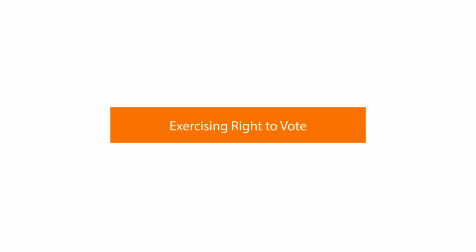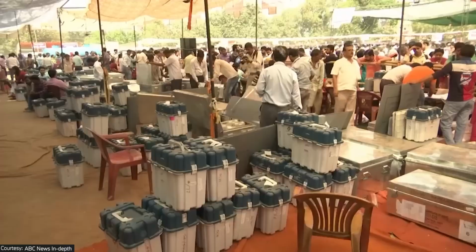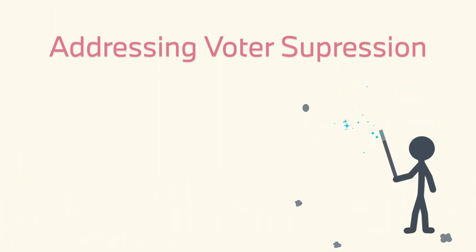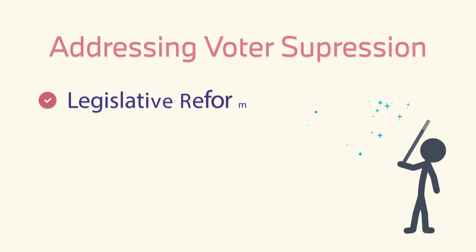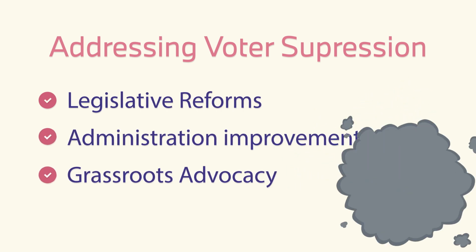Exercising right to vote. Actively participate in elections by casting votes at designated polling stations during election periods. Addressing voter suppression requires a multifaceted approach, encompassing legislative reforms, electoral administration improvements, and grassroots advocacy efforts. Implementing these strategies can help dismantle barriers to political participation and promote inclusivity and fairness in the electoral process.